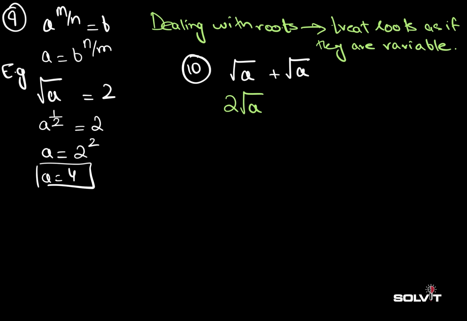So let's move on to the 11th rule. Keeping this thing in mind that whenever we are dealing with the roots, we just need to make sure that we treat the roots as if they are variables. So let's just move on to the next rule, that is what happens when the roots are multiplied.